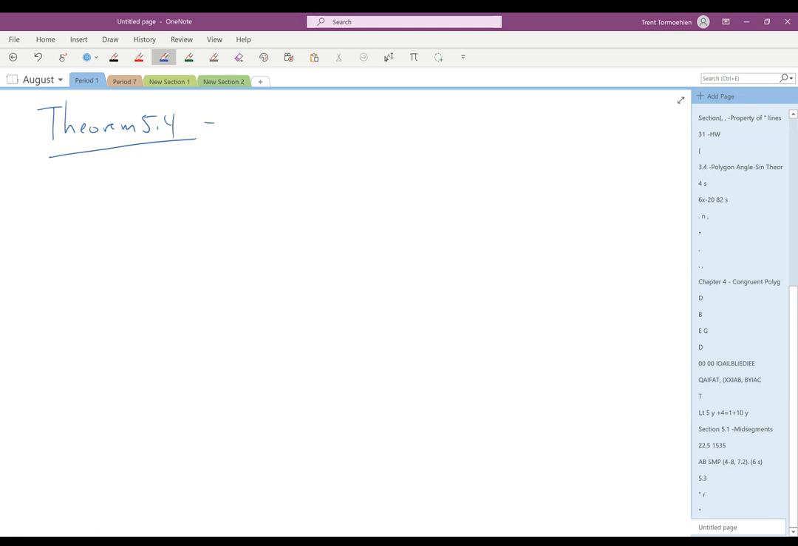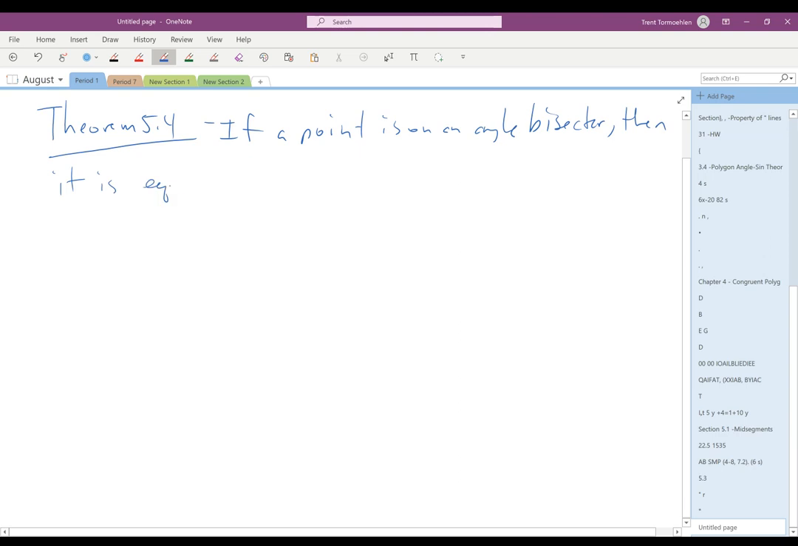So the angle bisector theorem says if a point is on an angle bisector, then it is equidistant from the sides of the angle. As long as the point is on the angle bisector, then it's equidistant from the sides. Now, note what that means: it's a point equidistant from the sides.